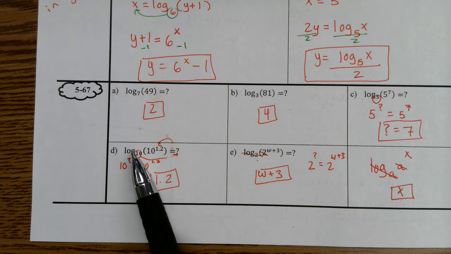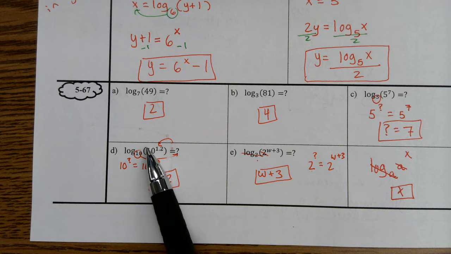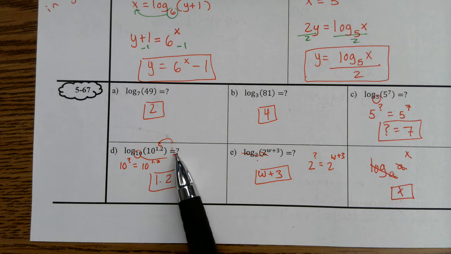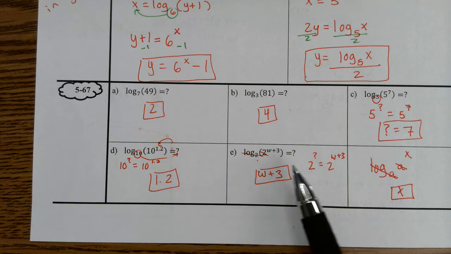Like in letter D, log base 10 of 10 to the 1.2 power. You can cancel log base 10 with the 10, and your answer would just be the exponent 1.2. You could also rewrite this as 10 to the question mark power equals 10 to the 1.2 power. So the bases are the same, the exponents are the same.